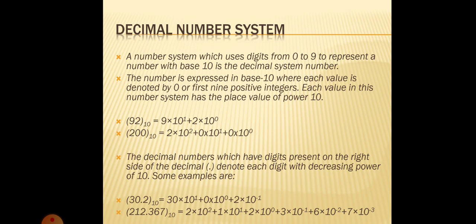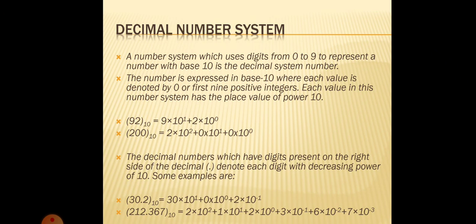The number is expressed in base 10, where each value is denoted by 0 or first 9 positive integers. Here we have only used the positive integers to represent it. Each value in the number system has the place value of power 10. Basically, the number system which uses 0 to 9 digits to represent the number is called the decimal number system.